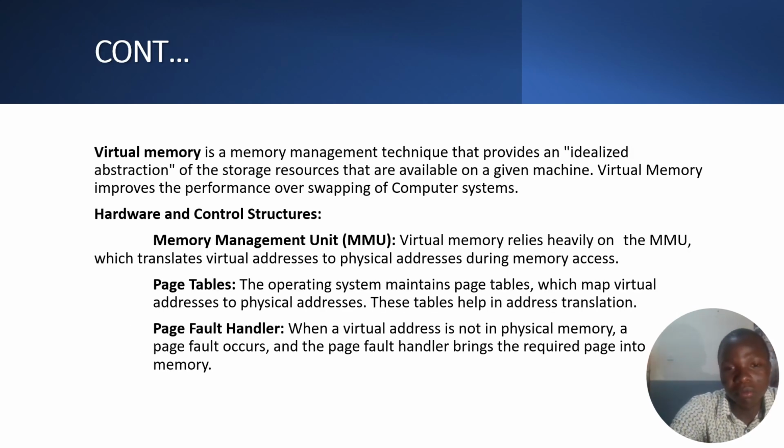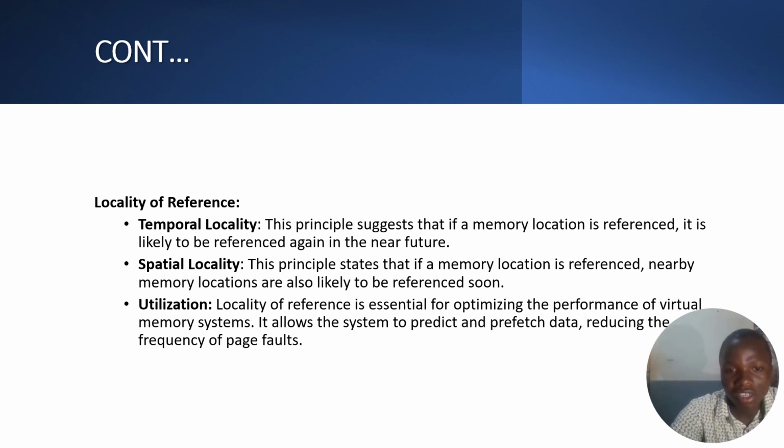Then virtual memory. I talked about virtual memory, a memory management technique that provides an idealized abstraction of the storage resources available on a given machine, meaning it provides a virtual space that actually doesn't exist on the machine. That's virtual memory. And still on hardware and control structures, we talked of the MMU, the memory management unit, in the previous slide, the page table and page fault. And then locality of reference: we have temporal locality, spatial locality, and then utilization.